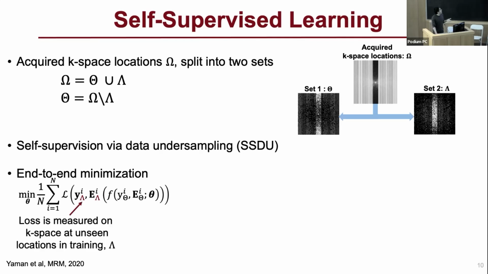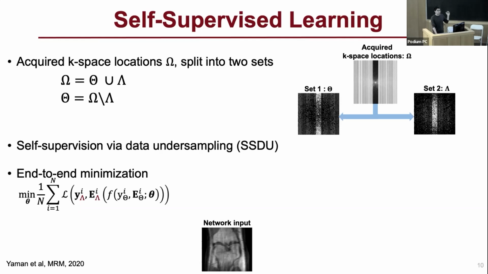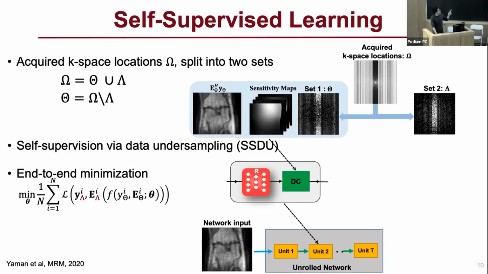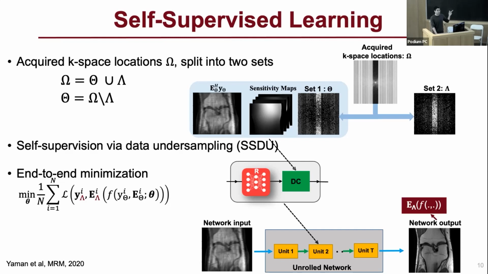But the training mechanism is similar. You still have undersampled measurements going into your neural network. You still have your unrolled network, again, Regularizer and DC. But DC has access to a subset of the measurements now. But this is okay. You can still get a good network output. What we can do now is transform our network output to the measurement domain at those unseen locations lambda. And now we can compute the loss. And based on the loss, you can update your parameters.